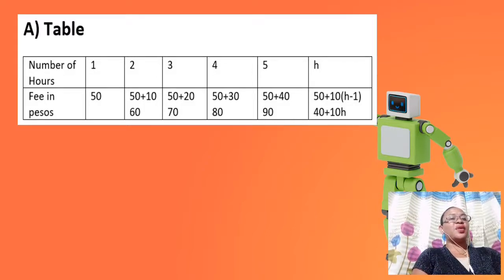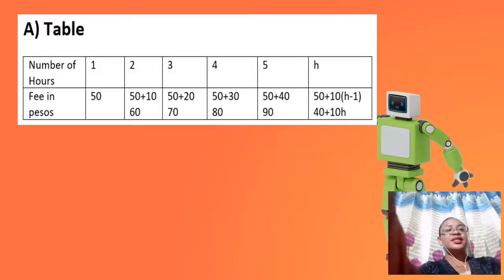And for the fourth hour, you pay 50 for the first hour. And since you have 3 hours after the first hour, then it will be 3 times 10 and it's 30. And so you add 30 with 50. So your total fee will be 80 pesos for 4 hours. And for the fifth, you will have 50 plus 40 pesos. And so you will pay 90 pesos. So for each number of hours, what will be your payment?